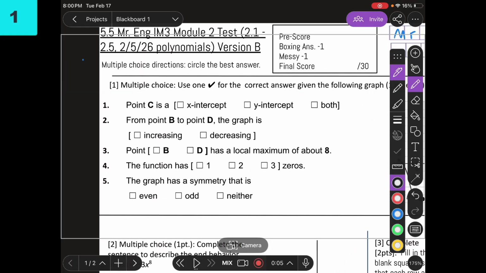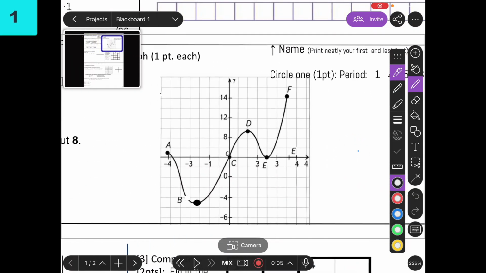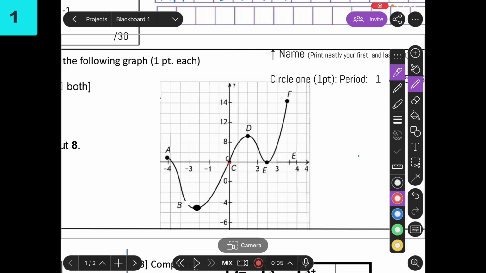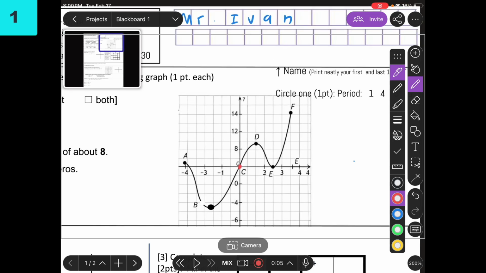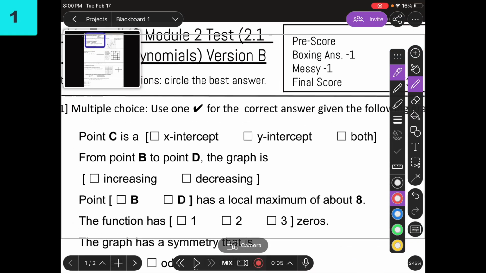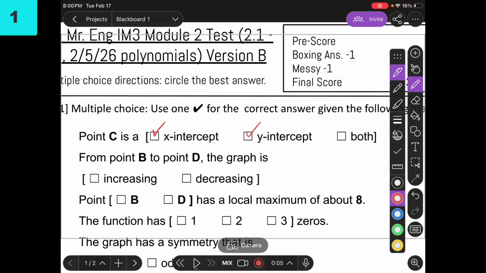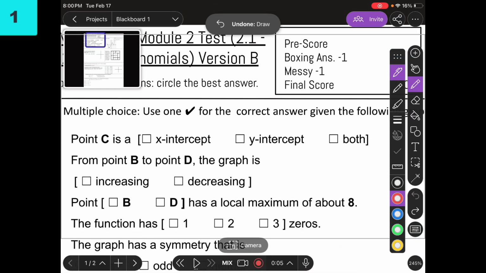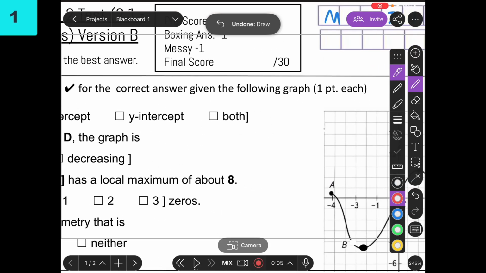So the first thing is they're asking you about point C. Where is point C? Point C is right here in the middle. That's the origin. So the origin is the point that is on the x-axis and y-axis. So in reality, if you chose either x and y-axis or y, you should have gotten a half a point. But if you chose both, then this should have been the full point.